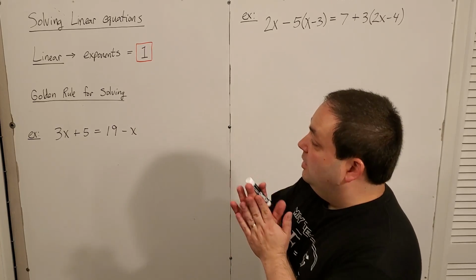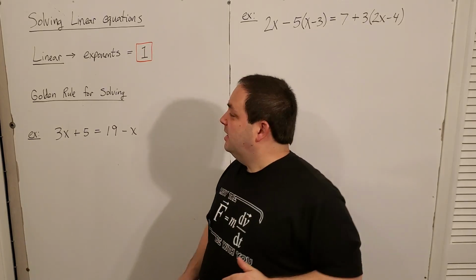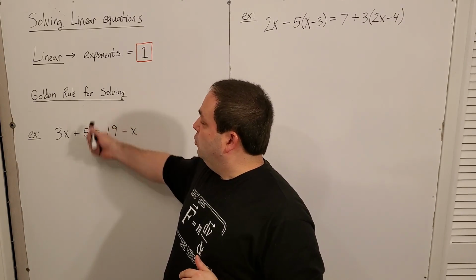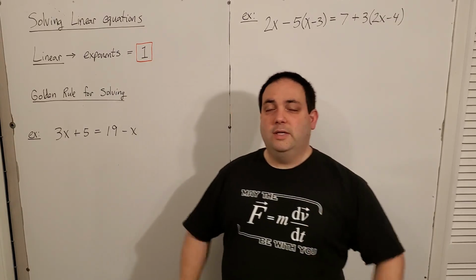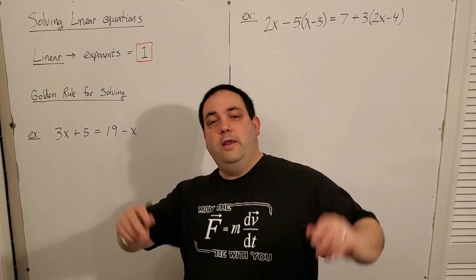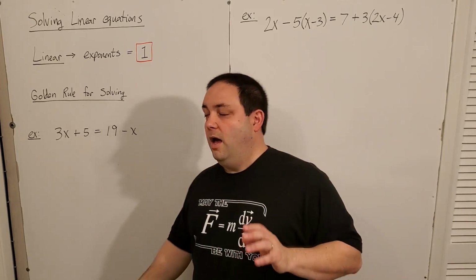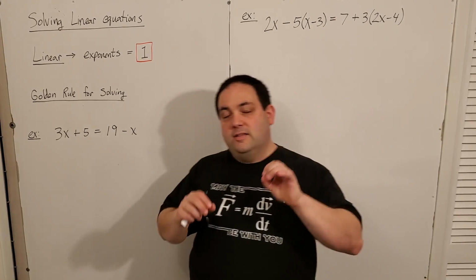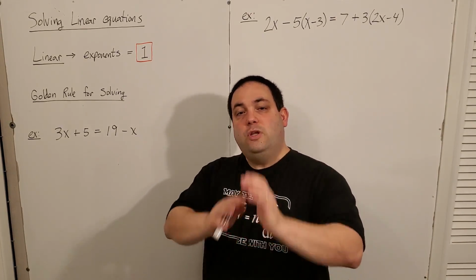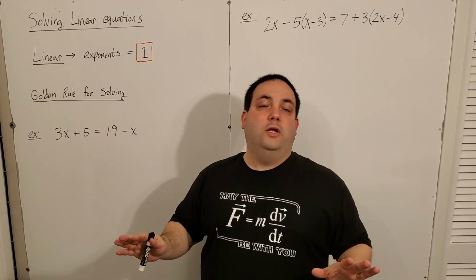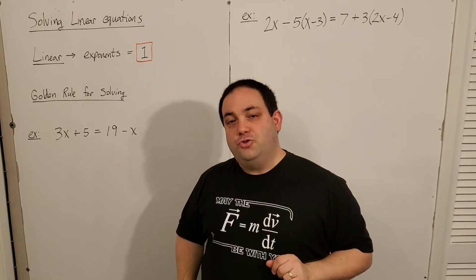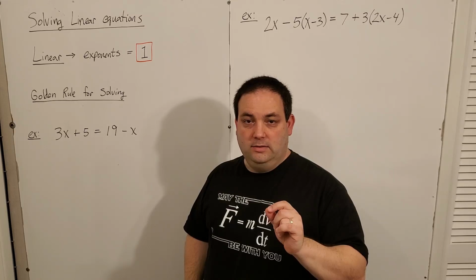Okay? So, next thing to talk about, the golden rule for solving. You've probably heard this all throughout every math course. Whatever you do to one side, you got to do to the other. I also like to add in this extra little tidbit. You can do whatever you want as long as you do it equally to both sides.